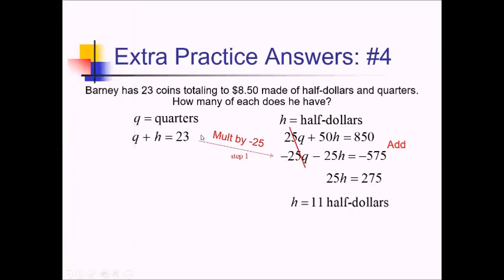And it's a little bit easier to get the number of quarters. Just plug 11 in for H over on this easier equation over here. You could use this equation, but I mean, why bother? This one's a lot easier. We've got Q plus 11 equals 23. Subtracting 11, don't need a calculator for this. Q is going to be 12, so that's 12 quarters.